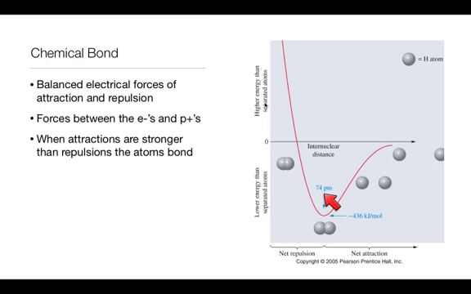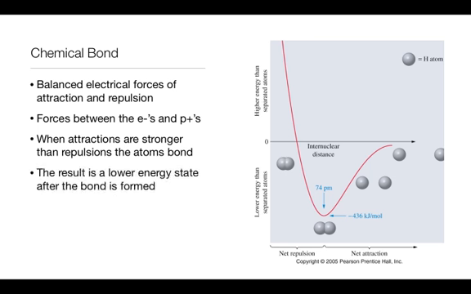That distance of 74, what we call picometers, is the ideal distance between these two atoms. It also represents that we have lowered our energy by 436 kilojoules. That's a pretty significant amount. So we have, in this case, formed our bond, which gives us a lower energy state and allows the electron clouds to overlap, and in this case, for the electrons to be shared between the two atoms.